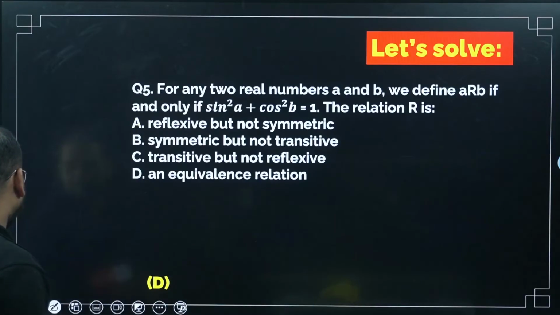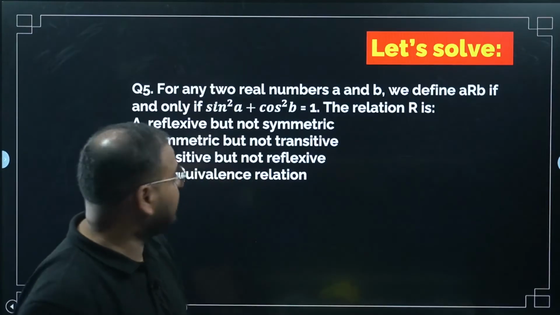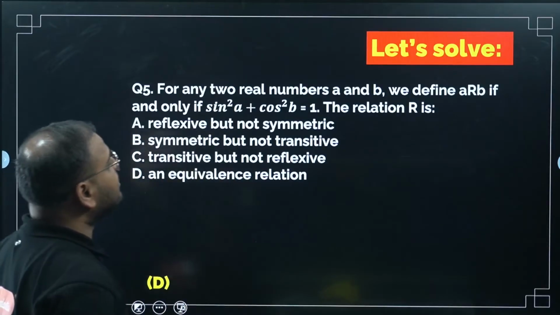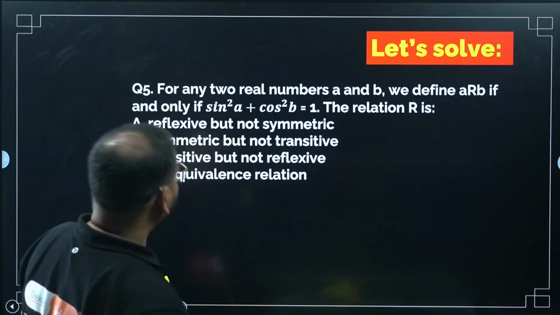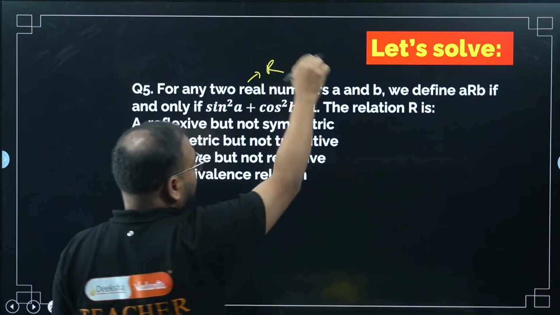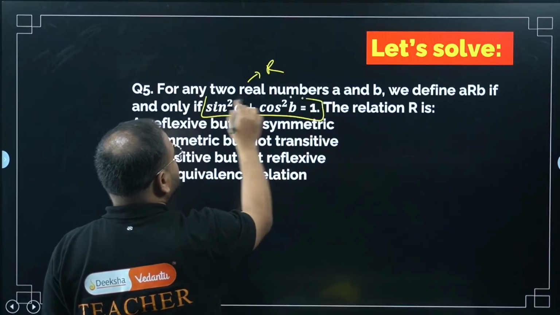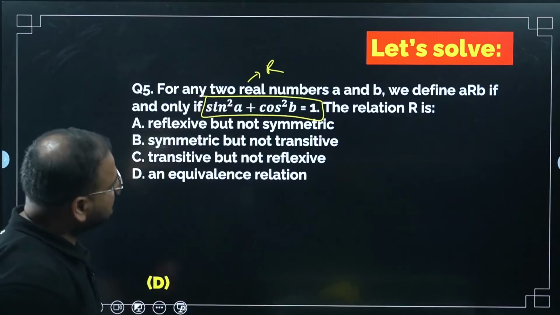Great. Moving on. Question number 5. For any two real numbers A and B, we define A R B if... Okay. So again, the set is real numbers. And the relation is given as this.